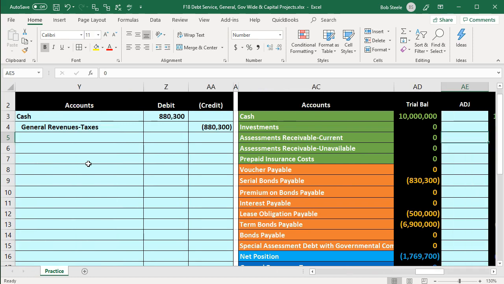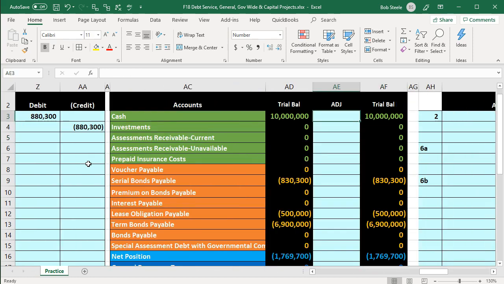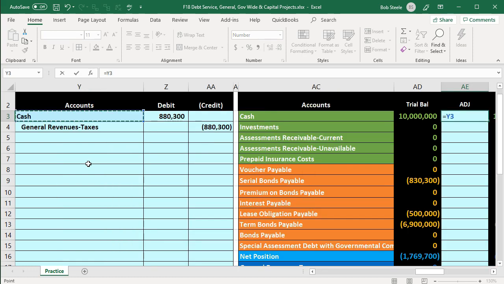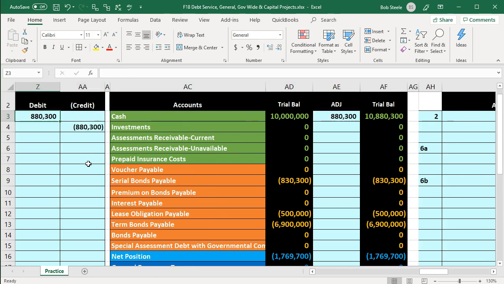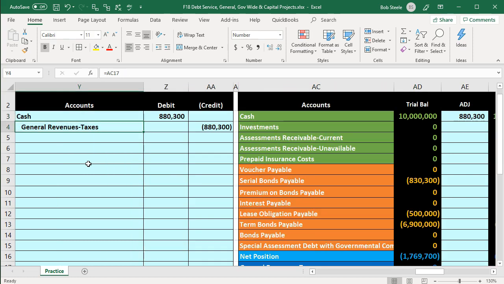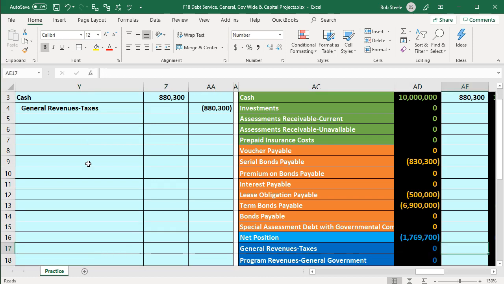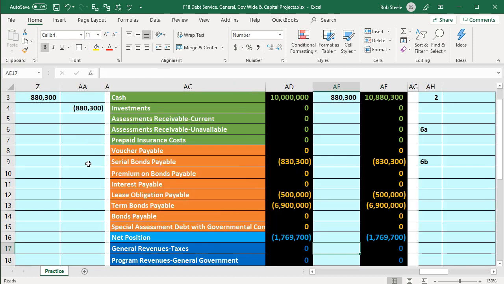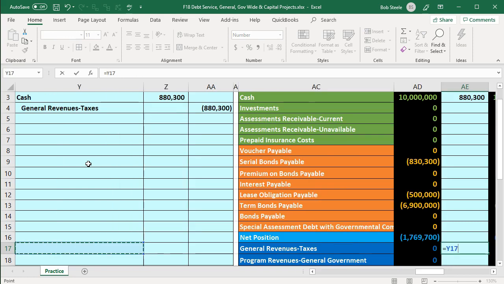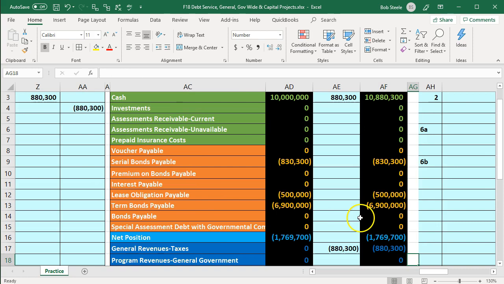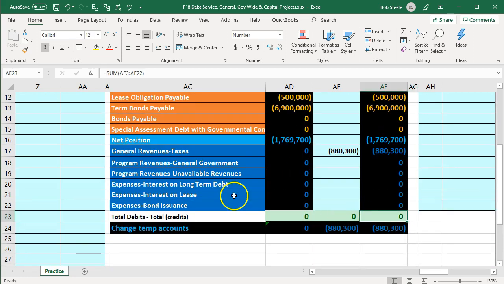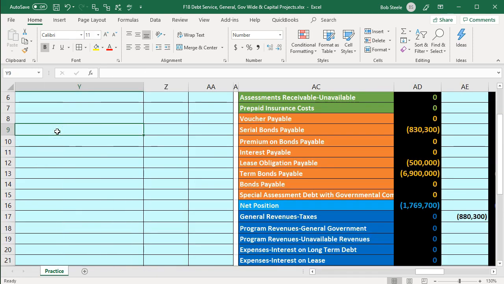We're going to scroll back over to the cash up top in AE3 where we will say equals and scroll over and point to that 880,300, bringing that amount up. Other side then to the general revenue for the taxes, and that's going to be down here. We're going to be in cell AE17, equals, and scrolling back over to pick up that credit and enter. So there we have that, and that will put us back in balance indicated by the green zeros.